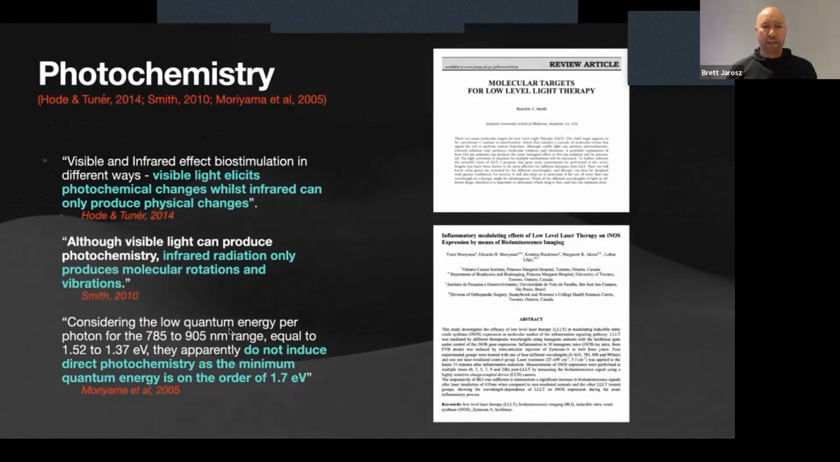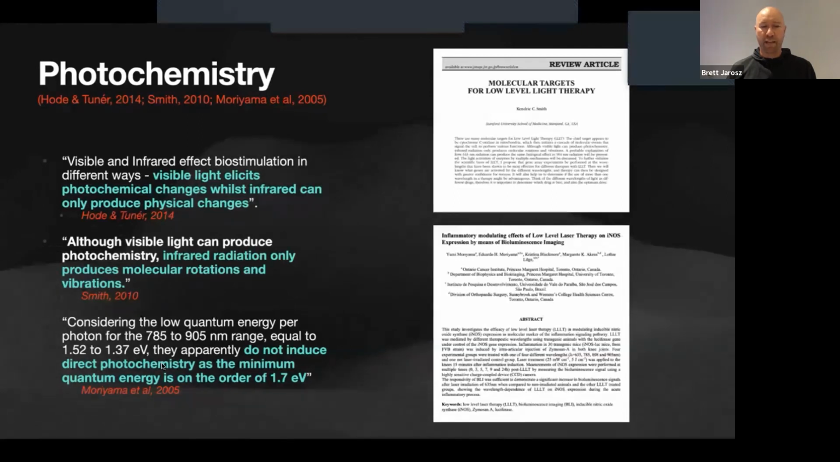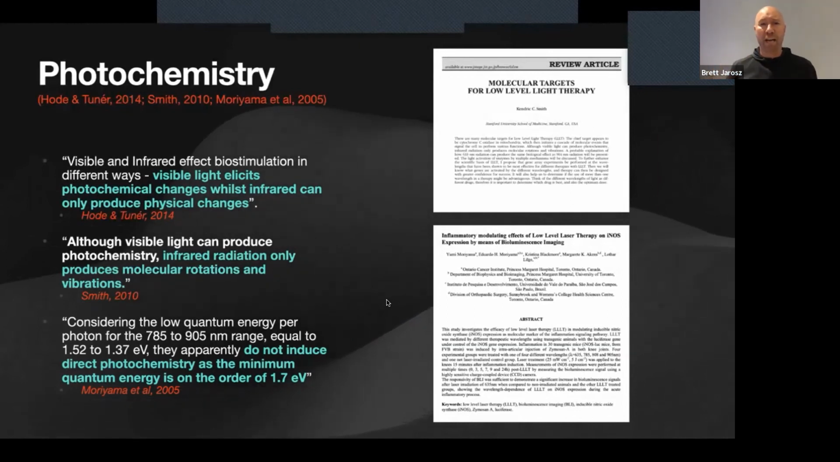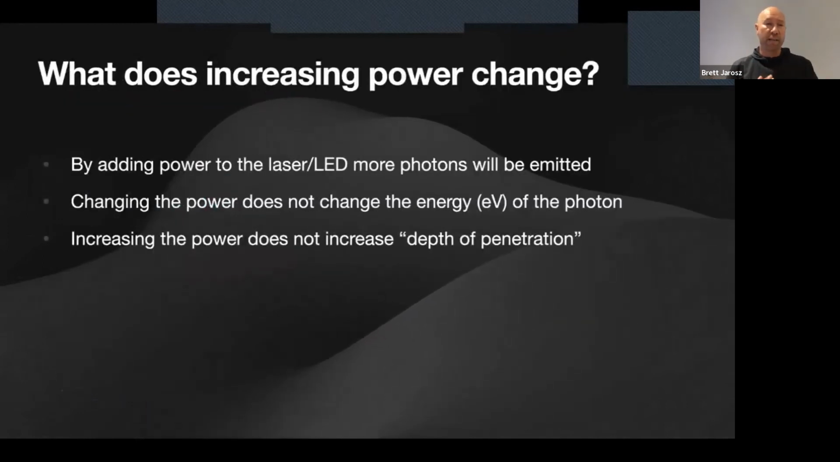And we talked about it last slide, considering the low quantum energy per photon for the 785 to 905 nanometer range, so infrared, that is equal to 1.52 to 1.37 electron volts. They apparently do not induce photochemical effects, as the minimum quantum energy is in the order of 1.7 electron volts. So visible light has powerful enough photonic energy to induce those photochemical effects, whereas infrared does not have enough of that energy to have those photochemical effects. Instead, it has those photothermal effects.